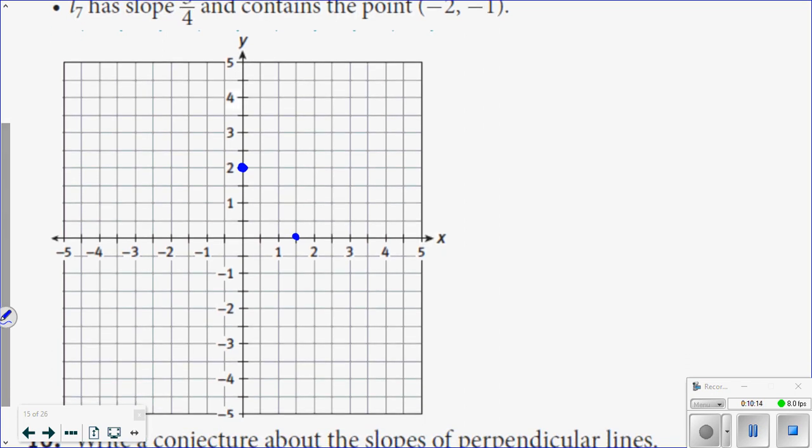And we're going to keep going. Down 4, over 3. Down 4 over 3. And we want to have as many points as possible on our graph. So let's start at our y-intercept 0, 2, and let's go up 4 over 3 the other direction. Now I want you to use a straight edge. Be really accurate and connect these points. And let's label it L5.